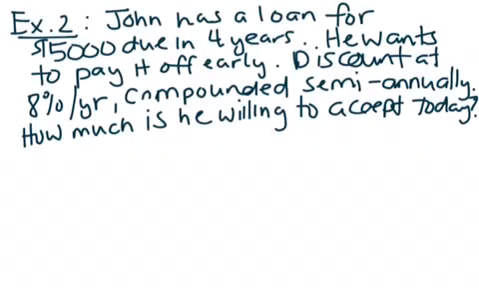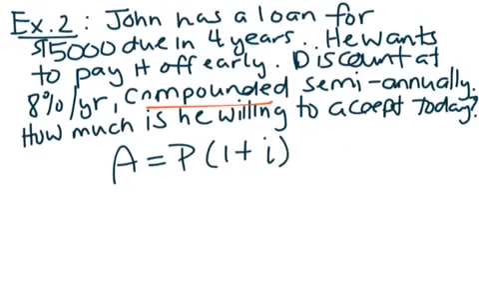So first, I see the word compounded. So I know I'm dealing with our favorite equation, A equals P(1 plus i) to the power of n. So I'm going to write out all of our variables once again. So we're going to write out A, we need to find P, we need to find i, and we need to find n. So let's do the easy ones first, which is interest rate and number of years.